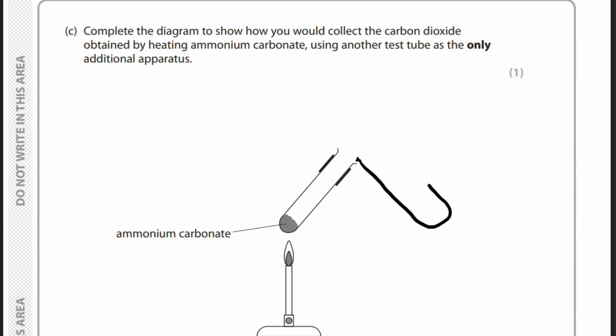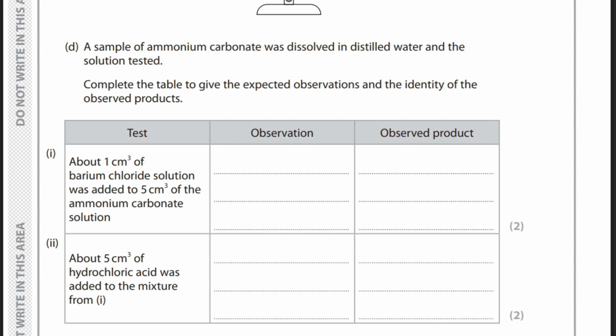So you can draw the test tube. Now, a sample of ammonium carbonate was dissolved in distilled water and the solution tested. Complete the table to give the expected observations and identity of the product.